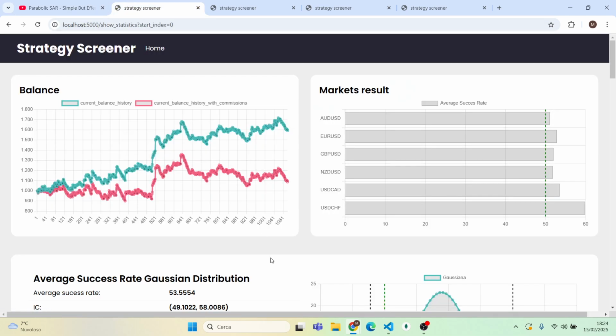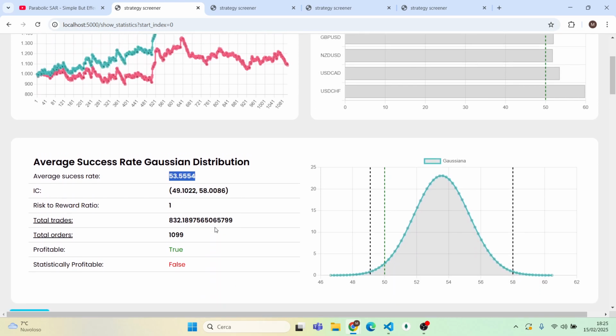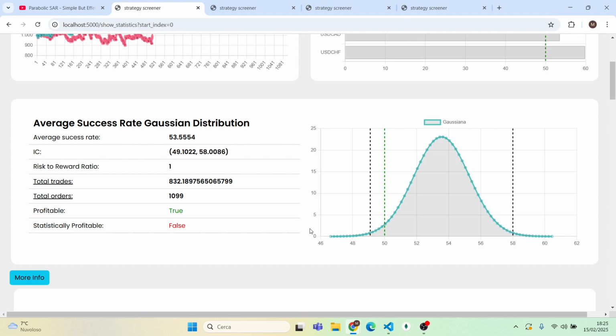As you can see, these are the results on years of data. 53% is our success rate. We have about 1000 trades, not a good number, but not a bad one. So it's pretty good, but not so bad.